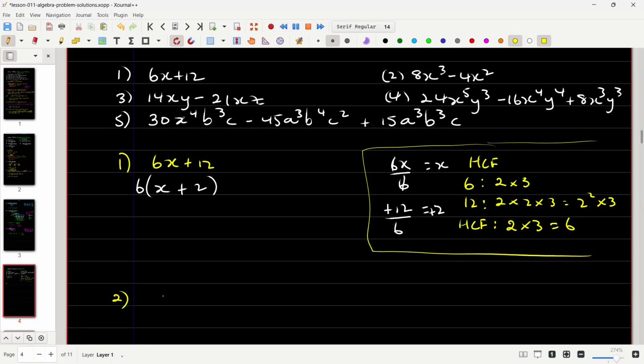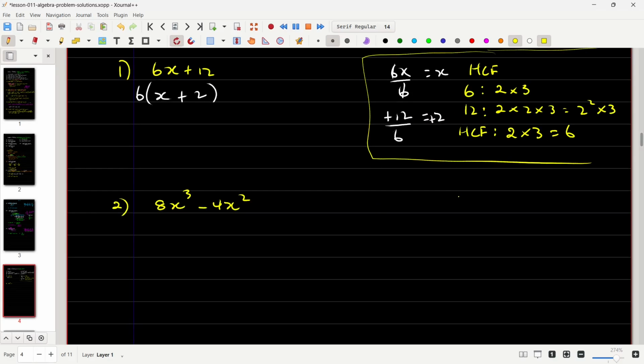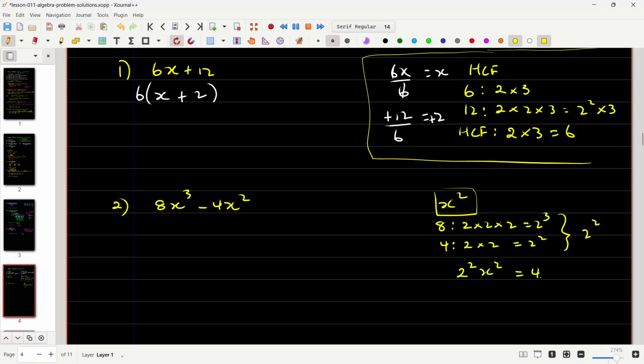So let's see. We have 8x to the third power minus 4x to the second power. First off, I want the highest power of the common variable, which in this case is x squared. Then I have 8 and 4, which I have to find the HCF of. 8 is 2 by 2 by 2, which is 2 to the third power, and 4 is 2 by 2, which is 2 to the second power. That means I will have a common factor of 2 to the second power. So my HCF is 2 to the second power and the lowest power of the variable, which is x to the second power. So that is 4x squared.